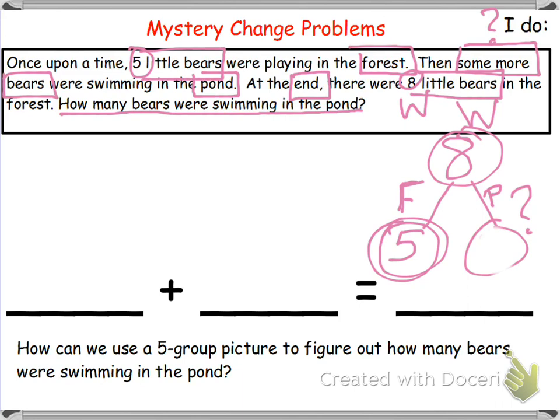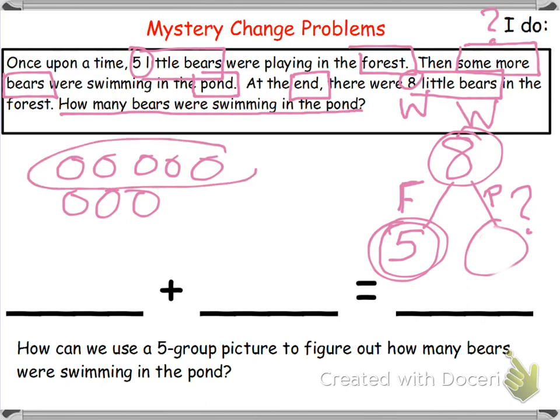Now, let's do the second way. This time we are going to draw our whole first, which we know is 8. 5, 6, 7, 8. Then we're going to circle the part they give us, which we know is 5, because that's how many were playing in the forest. And we know there's 1, 2, 3 that were left.